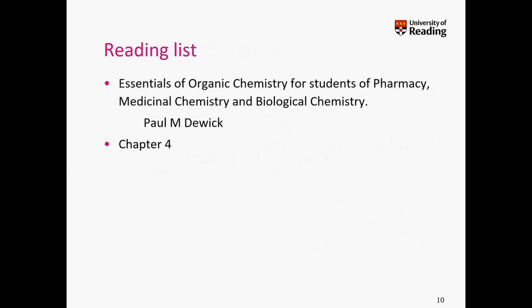So if you want to read any more about what I've just discussed, the best place to look is chapter 4 in the book by Dewick, The Essentials of Organic Chemistry for Students of Pharmacy, Medicinal Chemistry and Biological Chemistry. You'll see that I've just taken the key points and explained those to you. In that chapter, it goes into a little bit more detail about the factors that influence acidity, and gives lots more examples. And what I've done is just pick one example to show you how these different factors may influence acidity.